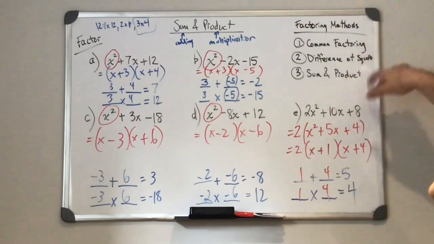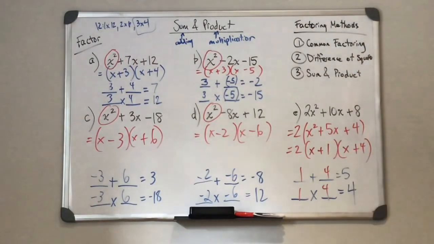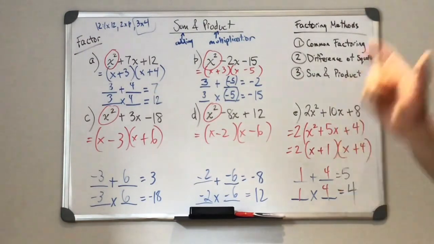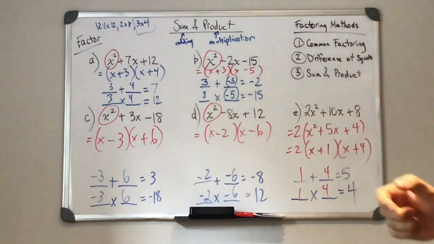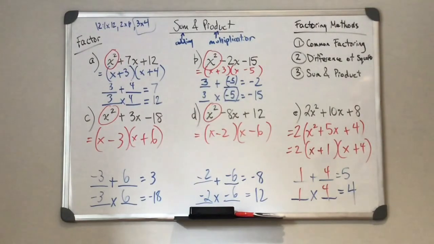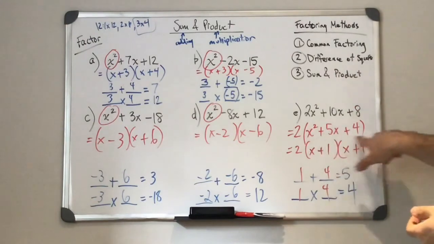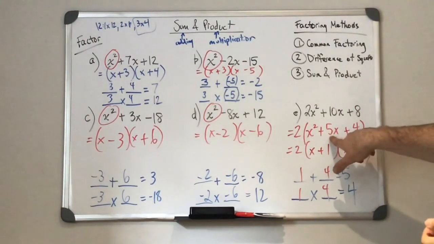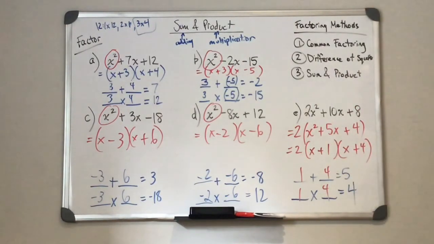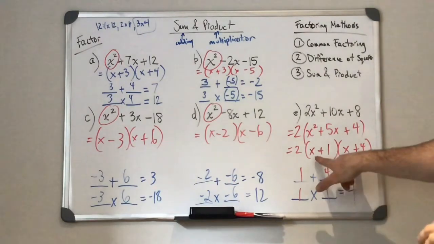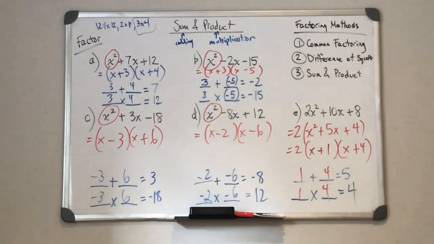So these 3 methods. Common factoring, what can I take out of every term? Difference of squares has to have 2 terms that you can square root, and there has to be a minus in the middle. Sum and product, it has to be 3 terms, and they have to add to the middle term and multiply to the last term to be able to be factored.